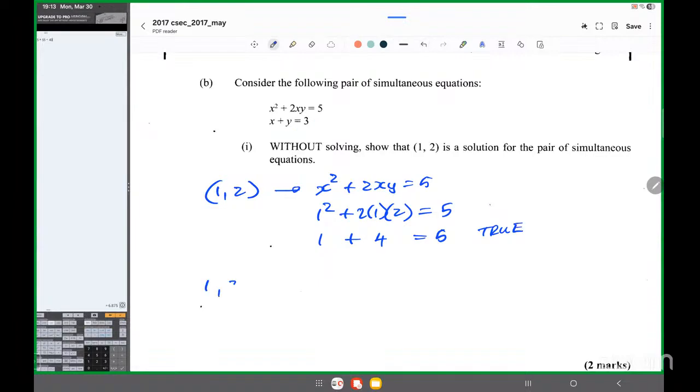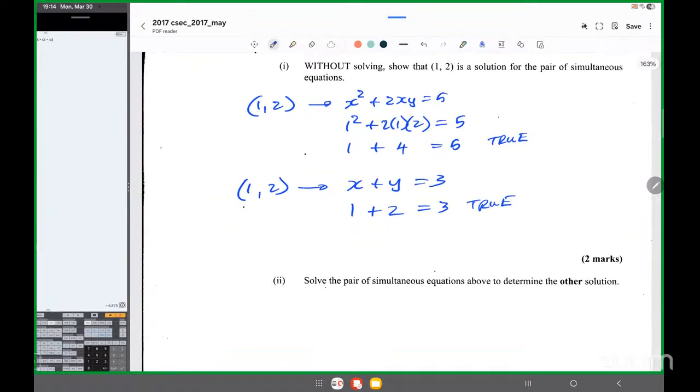1, 2, put that in the equation x plus y equals 3. That's 1 plus 2 equals 3, which is also true. Therefore, yes, the point is a point of intersection. It satisfies both equations, and that's all you have to do. So without solving, you test the point in the two equations and it works in the two equations.